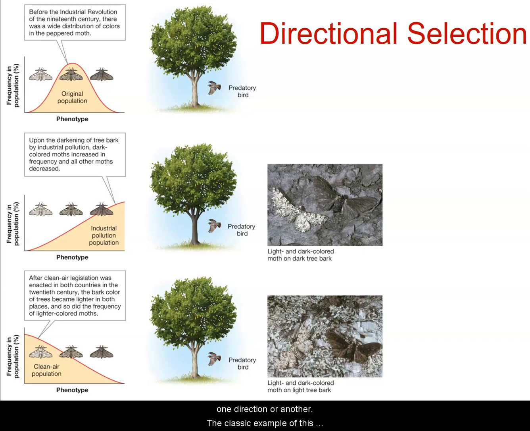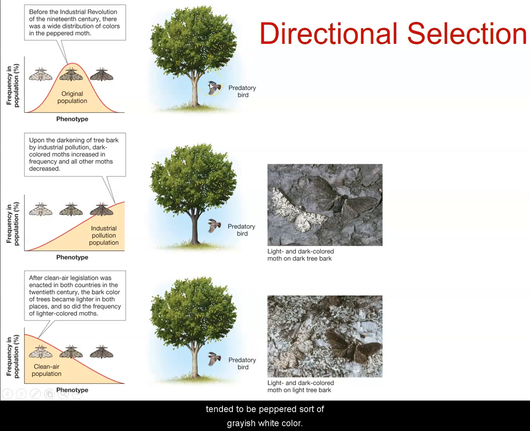The classic example of this happened in the industrial part of England in the 1800s, where there was a lot of factories burning a lot of coal. And as a result, trees became covered in soot. Prior to that, moths here generally came in a range of colors varying from white to some sort of mottled gray to completely black. Those are our phenotypes. And most of the population tended to be peppered, a sort of grayish white color.